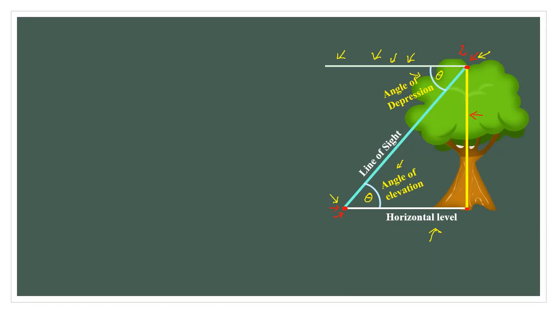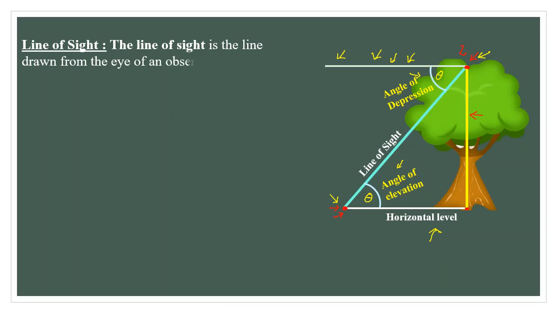But you need to mention whether it is angle of elevation or angle of depression. Sometimes in the case of angle of depression, people write it as angle of elevation only. And if you write that, the teachers will surely deduct your marks. So from this we got certain definitions. Let us take a look at those definitions quickly.